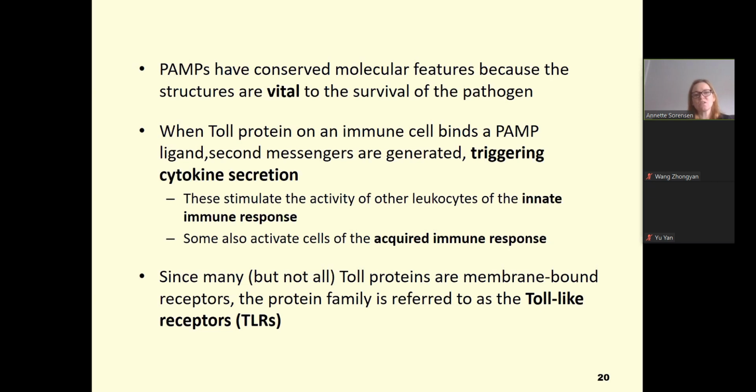Cytokines actually also activate cells of the acquired immune response, and we will look at that later on. Most of these toll proteins are membrane-bound receptors, and they're typically referred to, you might have heard this, as toll-like receptors. So it's these toll-like receptors on the leukocytes that recognize the PAMPs ligands on the pathogens.